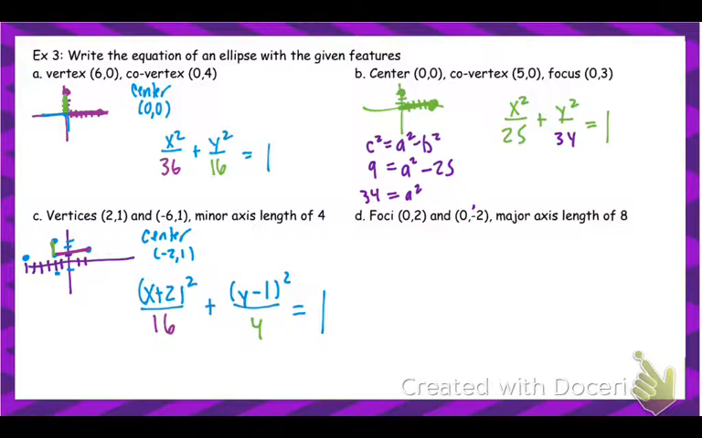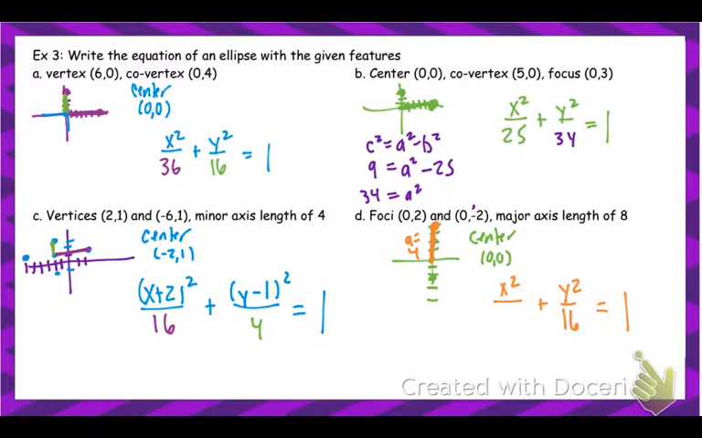All right, on d, it tells us the foci and the major axis length, so I do not know any information about the minor axis. I know since my foci are located here and here, I know the center is going to be halfway in between them at 0, 0. I also know if the major axis has a length of 8, that means I'm moving 4 in each direction from the center, so that means that my a value is 4. Which means since it's vertical, 16 is going to go under the y squared.